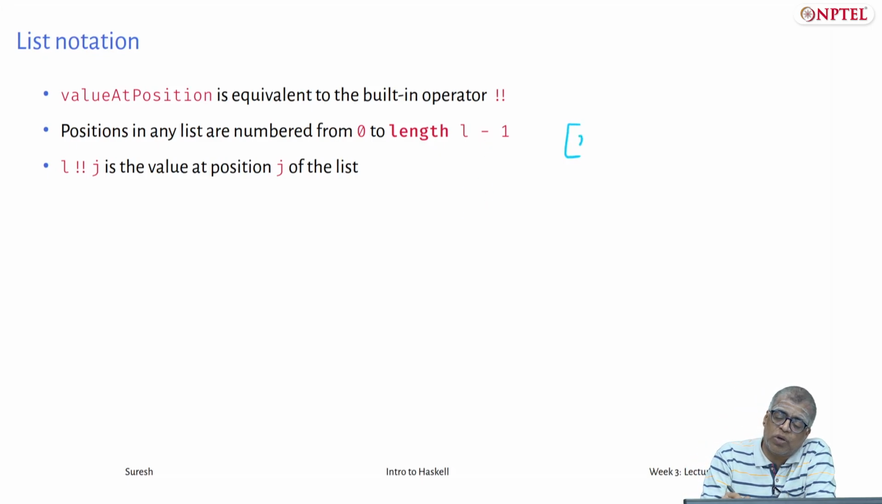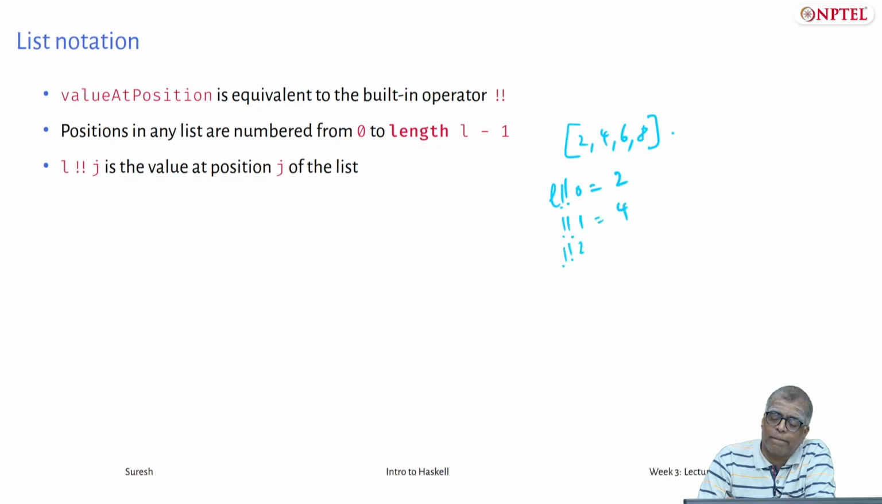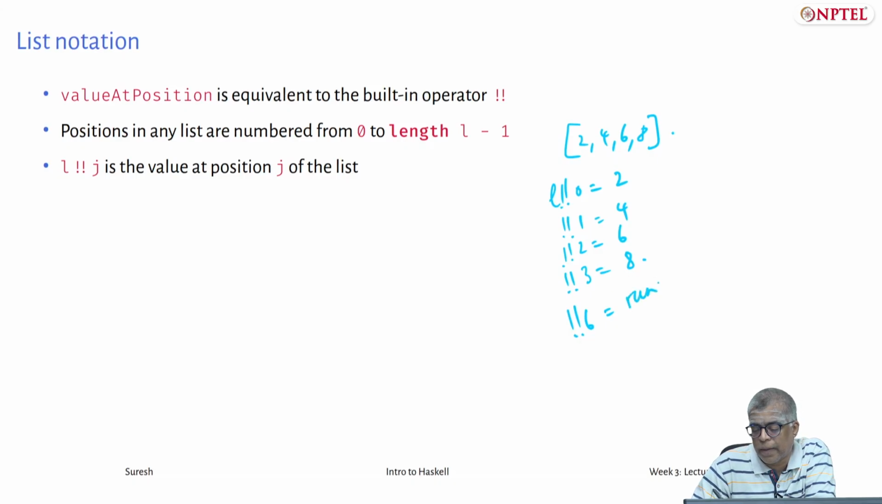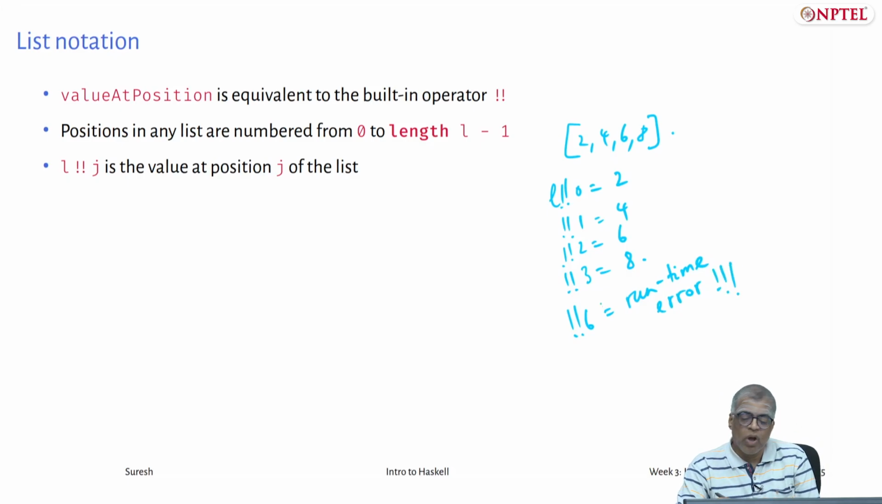So if I have the list 2, 4, 6, 8, L bang bang 0 is 2, L bang bang 1 is 4, and if I try something like L bang bang 6, I will get a runtime error. Or even L bang bang minus 2, that is also a runtime error.